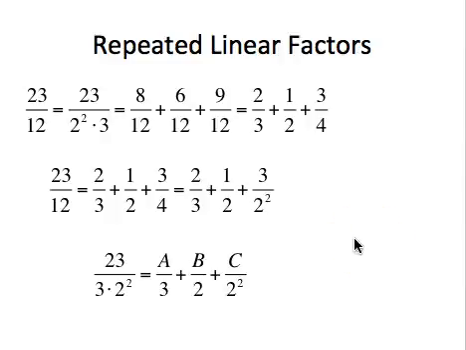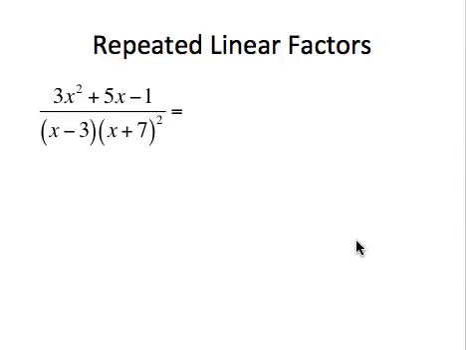We're going to extend from this model to our repeated linear factors. So in this case, we have x minus 3 there once, but x plus 7 squared. X plus 7 is there 2 times. So I'm going to need something over x minus 3 and something over x plus 7.